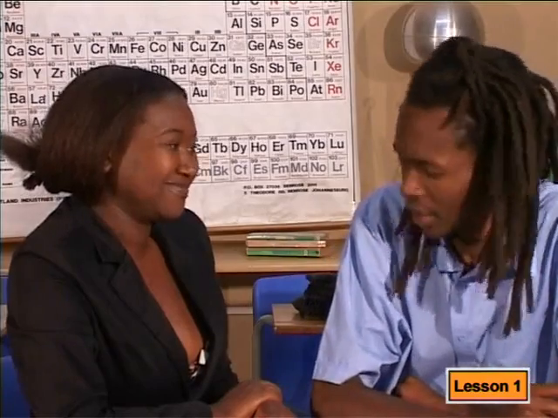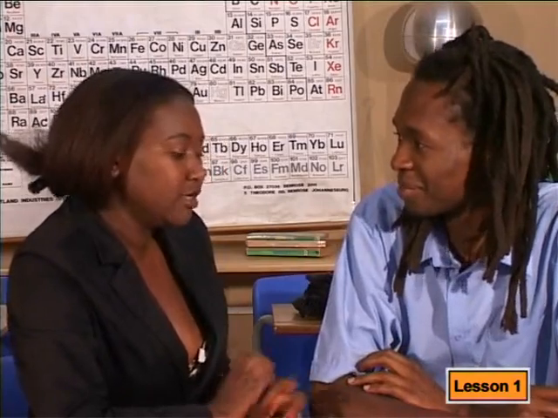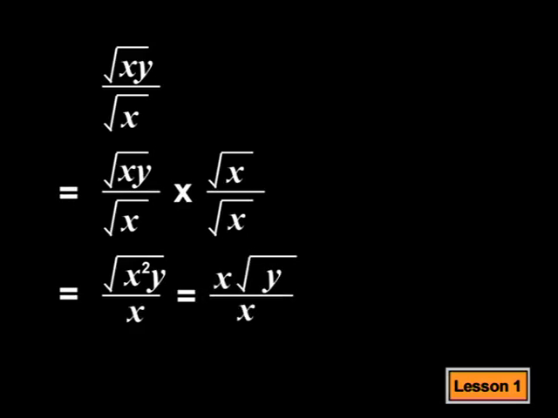Hey, that's pretty clever. It is, isn't it? Would you like to give it a go? Yeah. You can start with an easier example. The denominator is root x. So I multiply the fraction by root x over root x. Then I apply the first law, which gives me the square root of x squared y over x. I simplify this, I get x root y over x, and the x's cancel out, leaving me with root y.